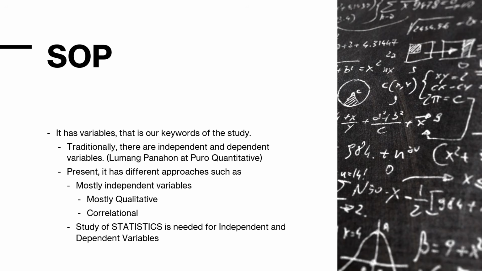The SOP, or the statement of the problem, has variables. The variables are the keywords of your study, and these are the things that you want to collect, because that's why you're asking the question, and that would be the answer. Normally, these are the data that you would like to collect from your respondents, or from the experiences that you need to work out.